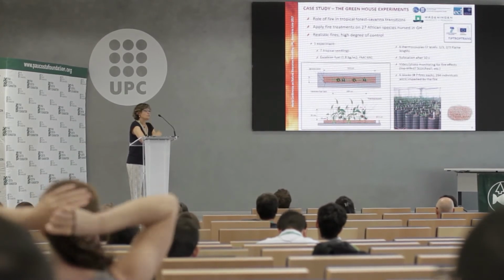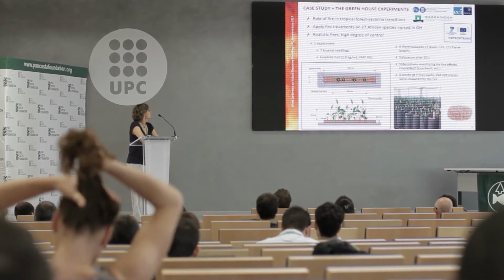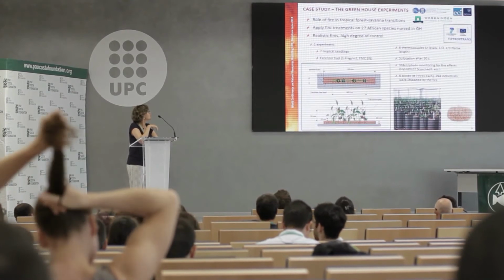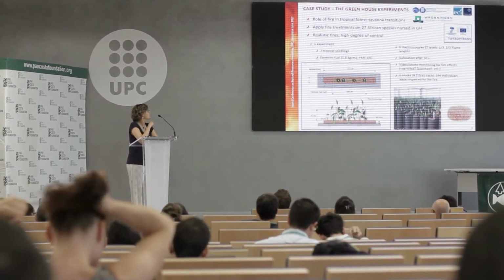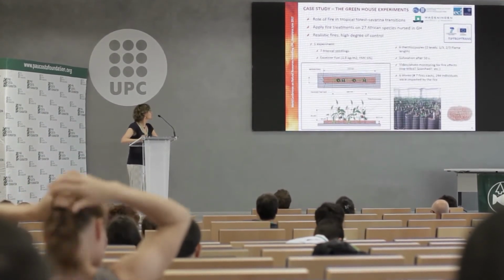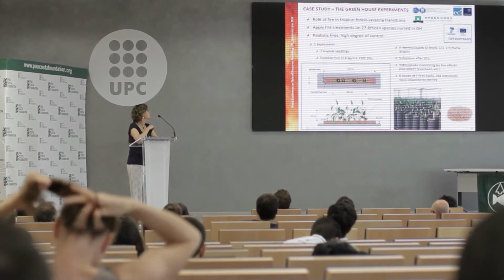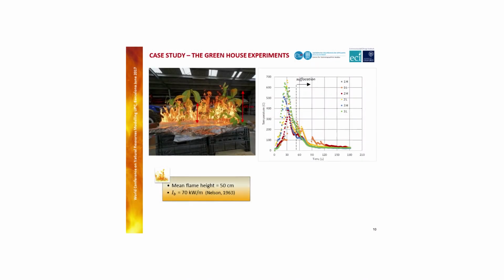Africa. So within that project, we wanted to design some fire experiments to apply fire treatments on 27 African species, which were nursed in greenhouses like the one in here at Wageningen University in the Netherlands. So we wanted realistic fires with a high degree of control, and actually that is what we did.